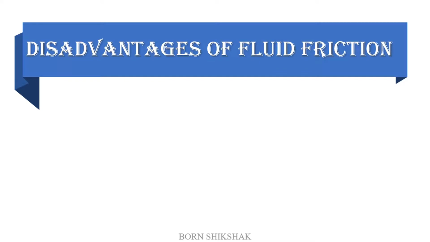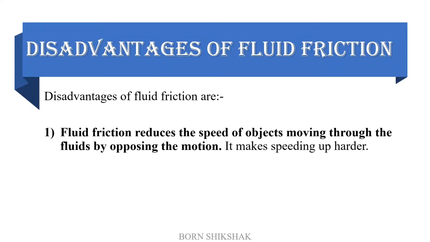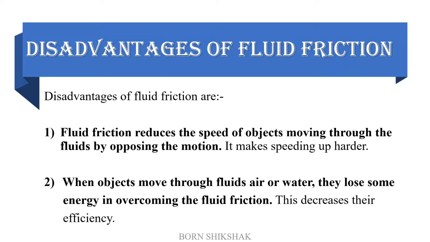Now we will discuss disadvantages of fluid friction. Number 1. Fluid friction reduces the speed of objects moving through the fluids by opposing the motion. It makes speeding up harder. Number 2. When objects move through fluids, air or water, they lose some energy in overcoming the fluid friction. This decreases their efficiency.